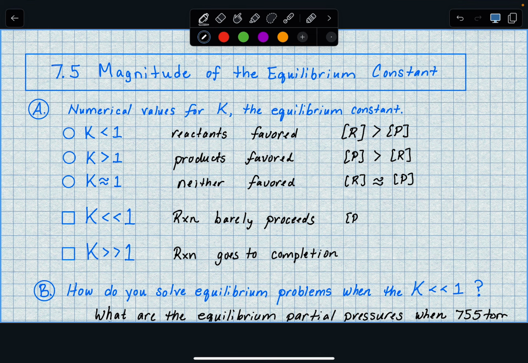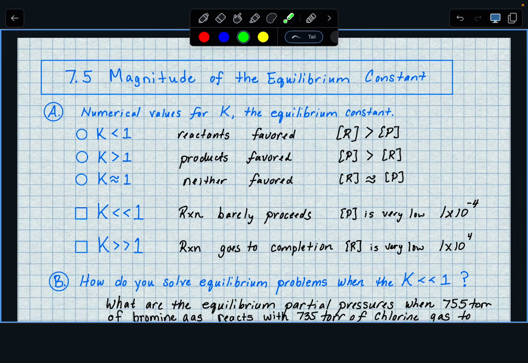So what does that mean in terms of your concentrations? It just means that this one, my product concentration, is very low. And then this one just means that my reactant concentration is very low once equilibrium has been established. Now, the values that K needs to be, I go back and forth, but I would argue that 10 to the -4th, sometimes maybe the -3rd, is fairly small, but -4th or -5th I feel more confident. And then the opposite would be if this has a positive 4 or 5 as a value.